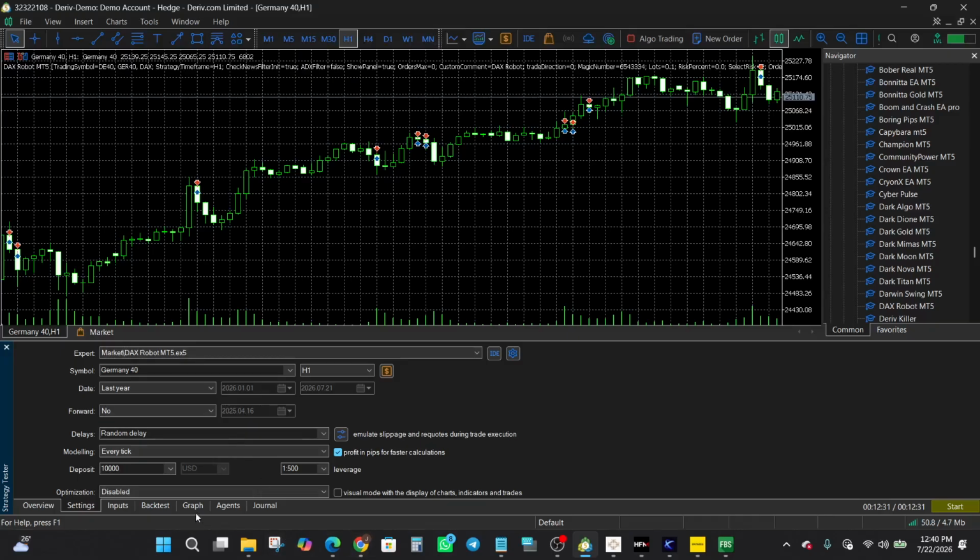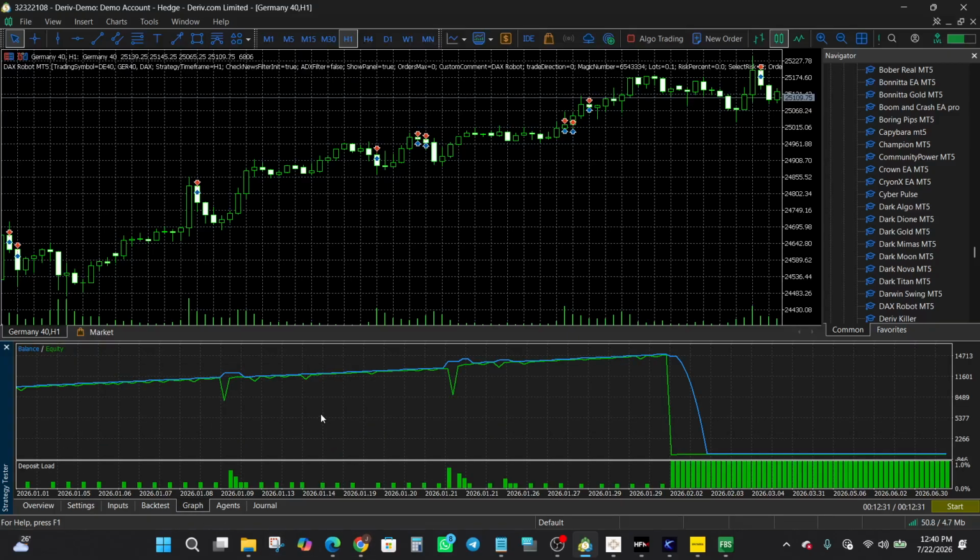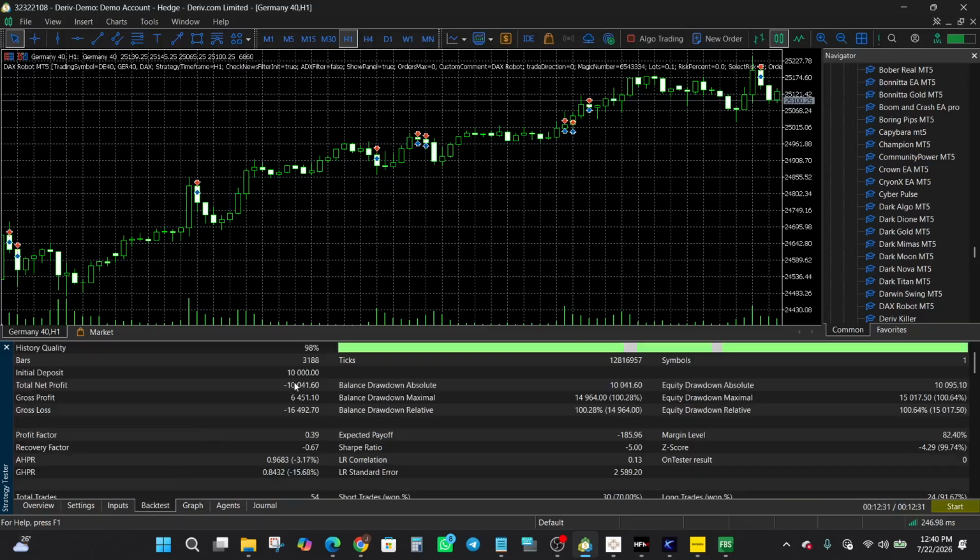Okay, the equity curve. The equity curve shows the progression of the balance and equity, with trades executed based on its internal logic during varying market conditions. I can see that the balance and the equity were rising initially until a particular point where it just suddenly dropped and the account got blown, right? Because we can see here from the backtest that the account actually got blown. This is a $10,000 deposit, and the total net profit is negative 10,041.6. All right.